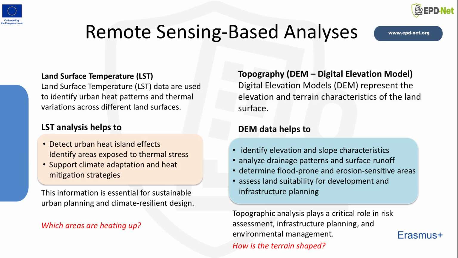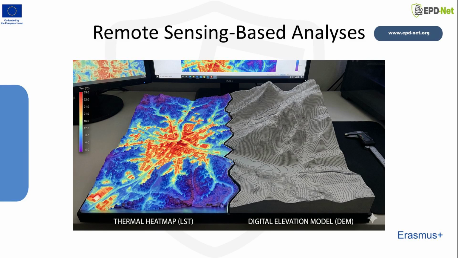On the other hand, digital elevation models, DEM, provide detailed information about the elevation and shape of the terrain. Through DEM data, we can analyze slope, elevation, and terrain structure, which are critical for understanding drainage patterns, flood risk, erosion processes, and land suitability. These analyses enable the spatial interpretation of different environmental processes within the scope of ecological planning, allowing heat-sensitive areas and topographic constraints to be incorporated into planning decisions.